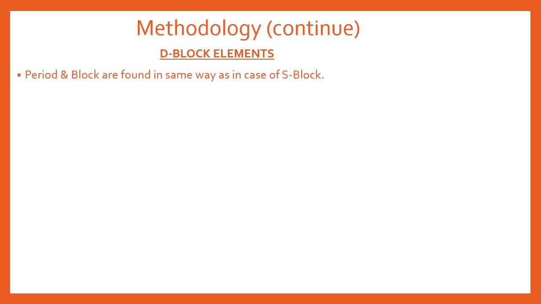In order to find the group number of the D block elements, why am I starting here from the group number? Because to find out the block and to find out the period number, these two rules are common in all the blocks. There is no difference. But in the case of the D block elements, you have a different strategy to find the group number.